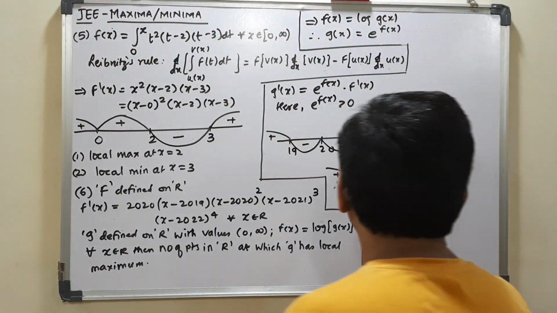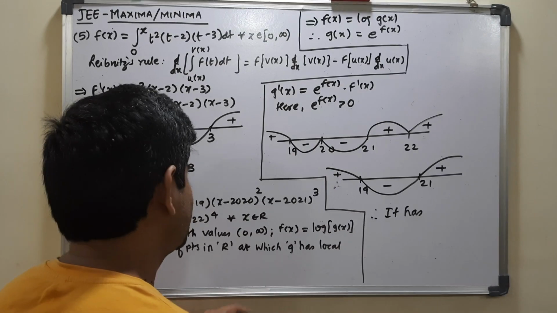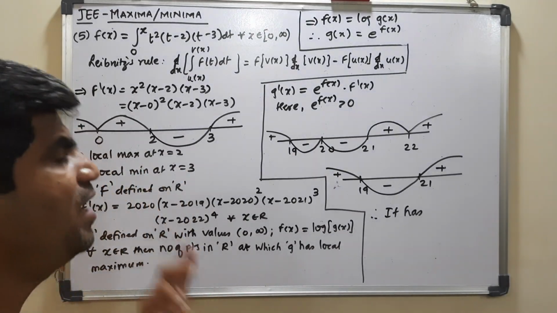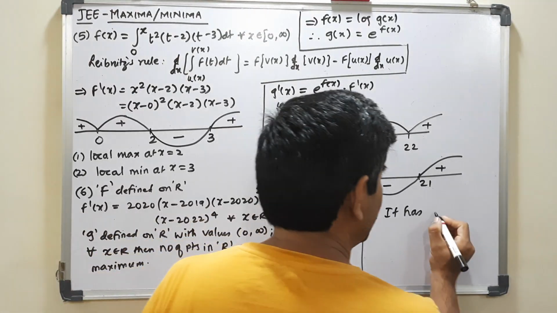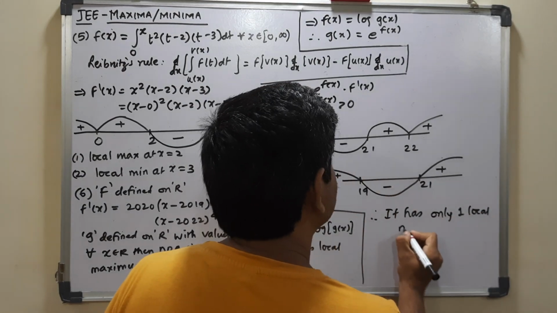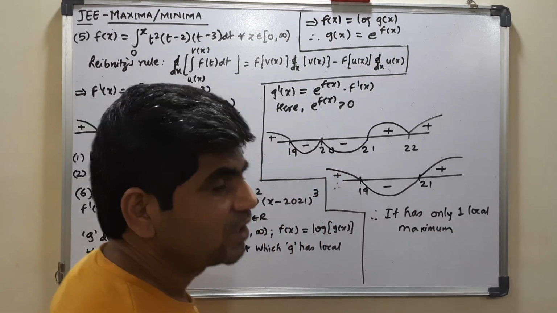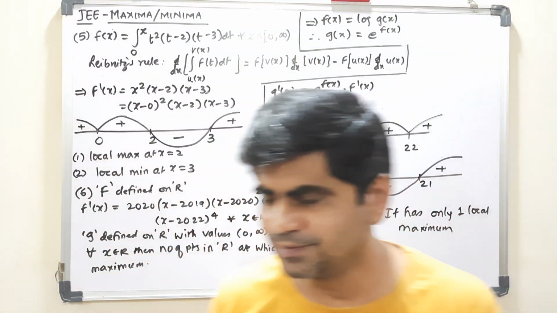So therefore, this g x has only one maximum, and that is a local maximum. Okay, I hope you understood this.